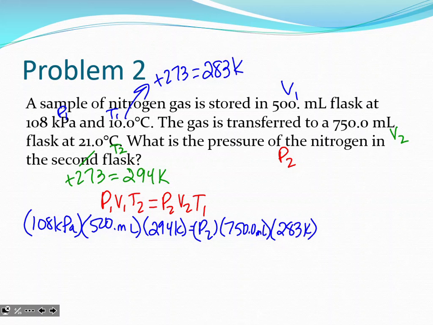When you plug and chug and do all of that, how many significant figures should we keep? 3. What do you get for your value? Anyone? Anyone?